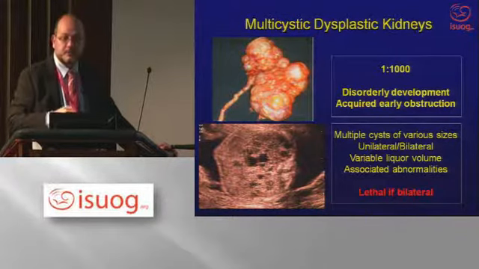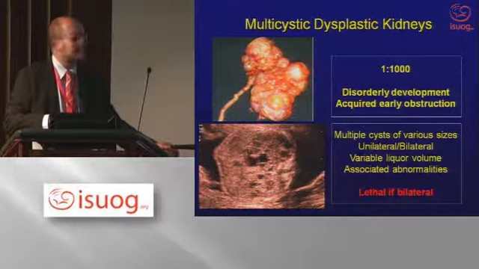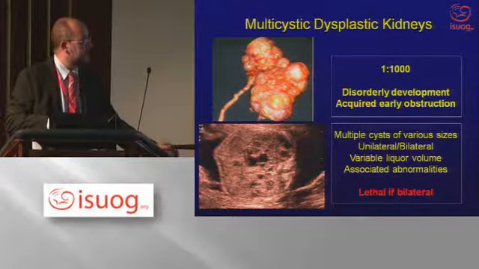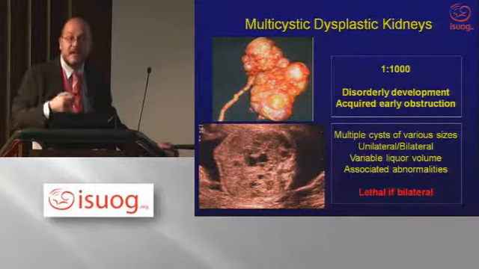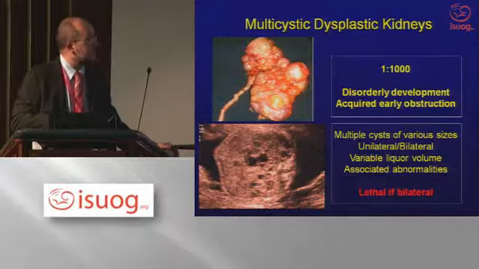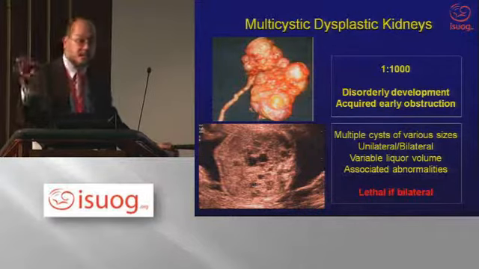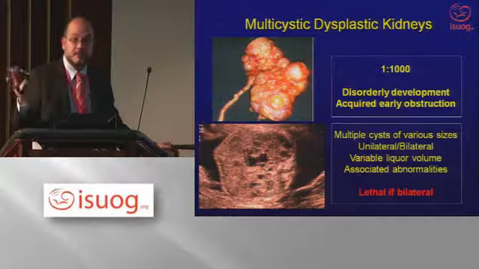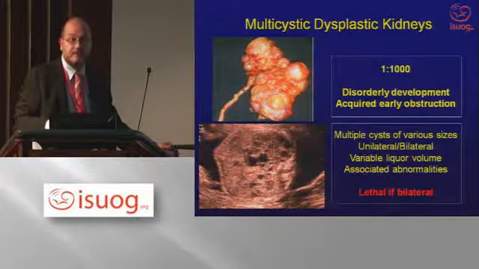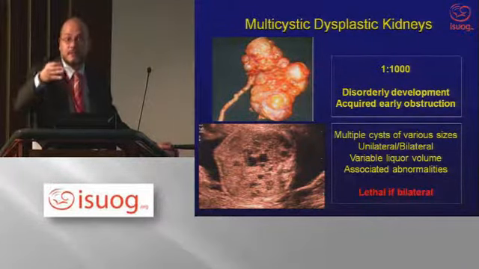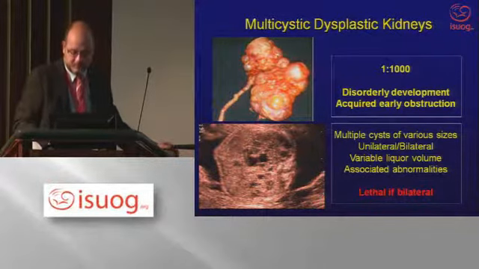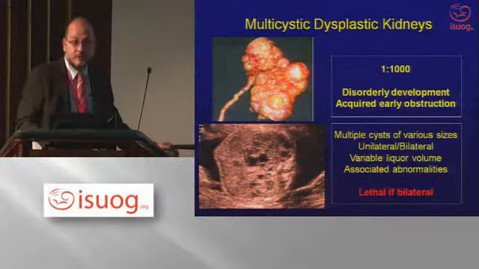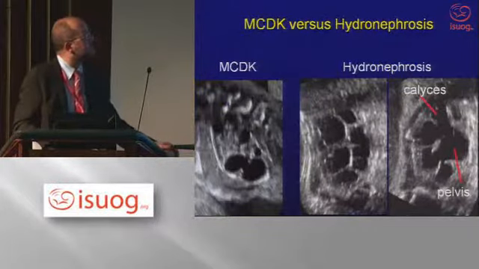The most important prognostic features in multicystic dysplastic kidney are what the opposite kidney looks like, what the amniotic fluid volume looks like, and whether there are any associated abnormalities. If it is bilateral, these are non-functioning kidneys. Multicystic dysplastic kidney doesn't produce any urine. Okay? So if it's bilateral, it's lethal, and anhydramnios will develop and all the rest of it. If it's unilateral, fortunately, because you only need one kidney, and there are no other abnormalities, the prognosis is good.